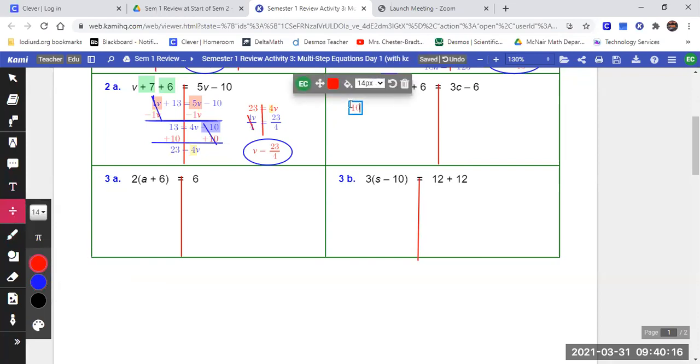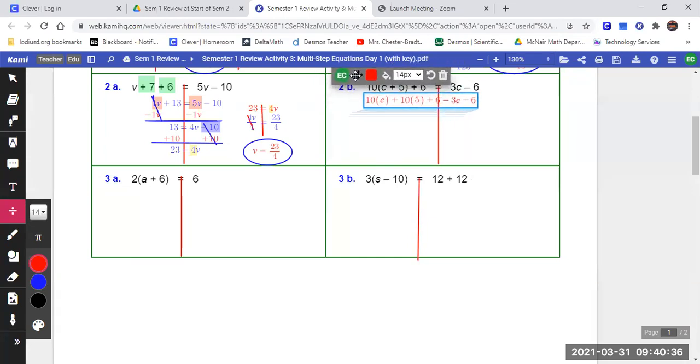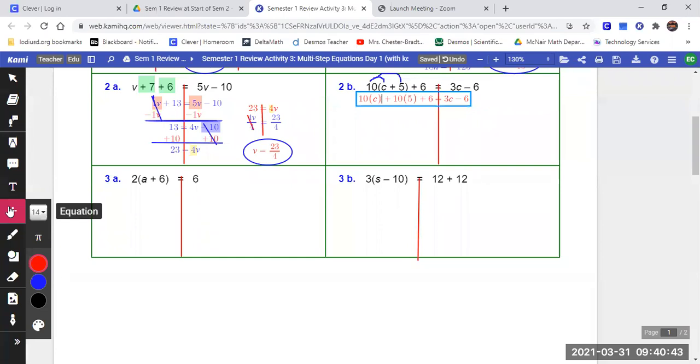So that says 10 times c, positive 10 times positive 5, plus the 6 that was already there, has to equal 3c minus 6. Show your distribution. Show that you're multiplying that 10, the outside number, times each piece.